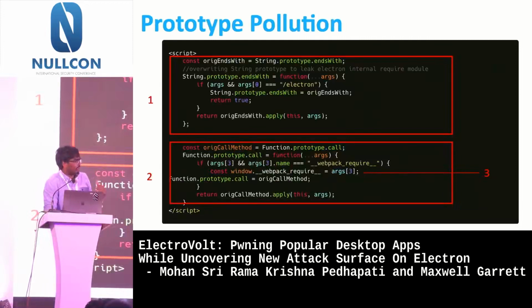This kind of attack was first introduced by my colleague Masato Kinugawa. He was the one who found context isolation bypasses, and he was the one responsible for Electron developing context isolation. Using this prototype pollution gadget, we can mess with Electron internal code and leak the IPC.